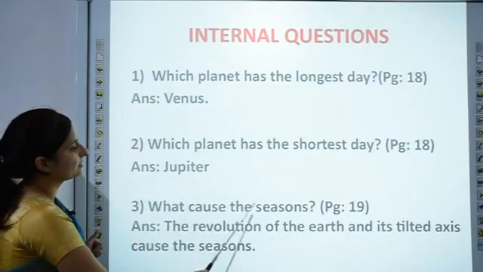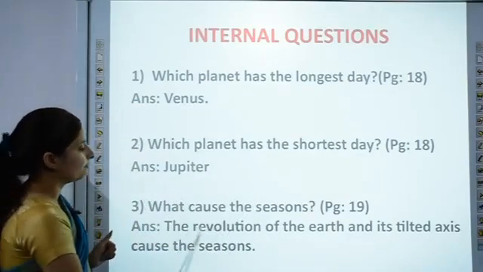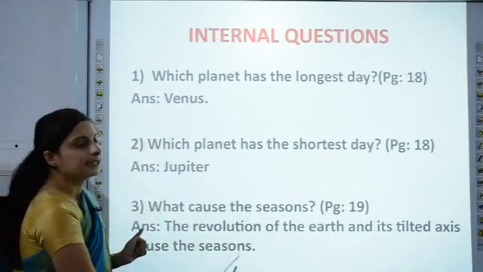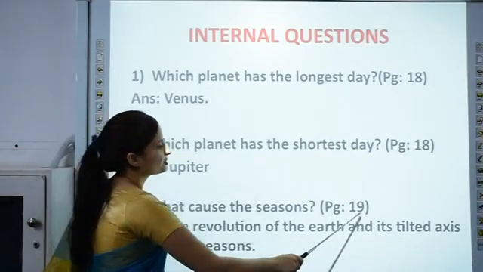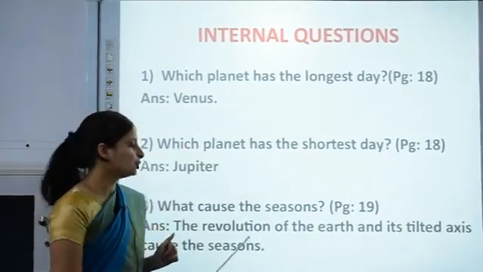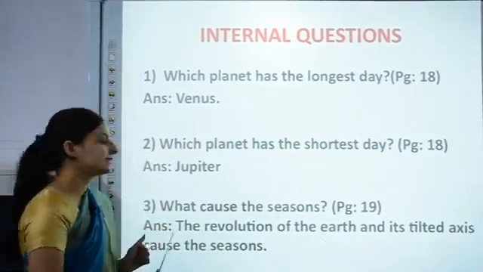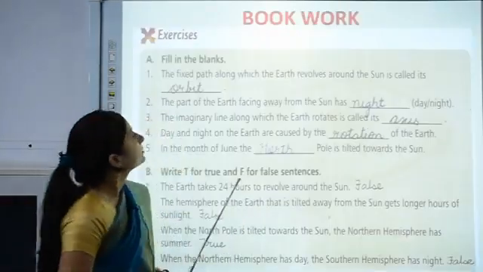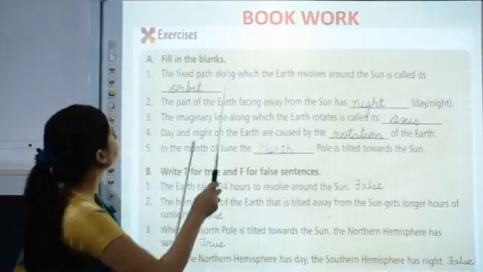Now what caused the seasons? As we learnt, the revolution of the earth and its tilted axis caused the seasons. You can write this on page number 19. What caused the seasons? The answer is the revolution of the earth and its tilted axis caused the seasons. Now children, I will discuss the bookwork.